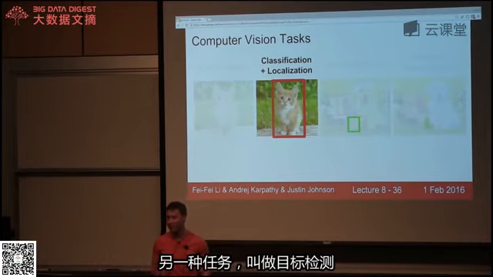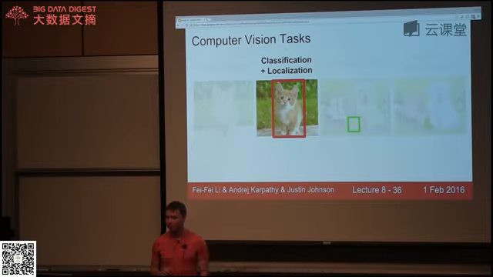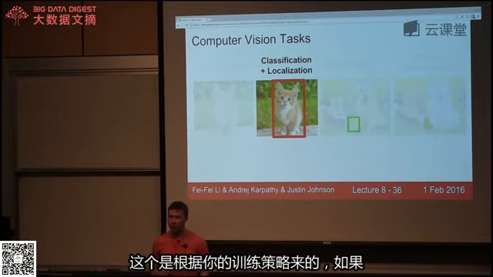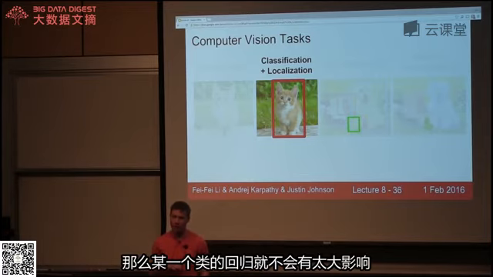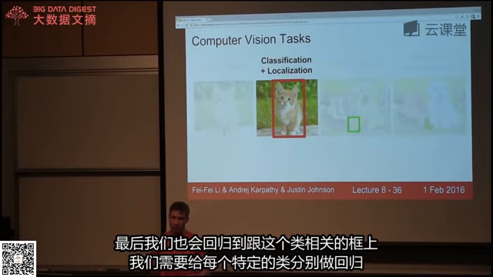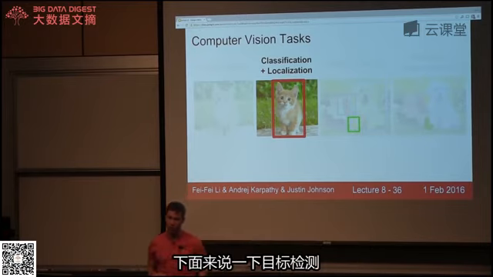Is there synchronization between the localization class and the classification class? Well, it kind of depends on the training strategy. It also kind of goes back to this idea of class agnostic versus class specific regression. So if you're doing class agnostic regression, it doesn't matter. You just regress to the boxes no matter the class. Class specific, you're training separate regressors for each class.